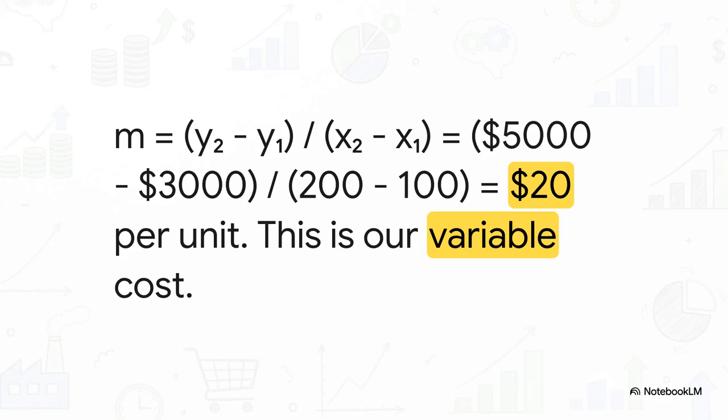And here's where it gets really interesting. What does this $20 represent? This is our variable cost. For every single additional unit we decide to produce, our total costs are going to go up by exactly $20. We've just uncovered a core financial metric of our entire business.